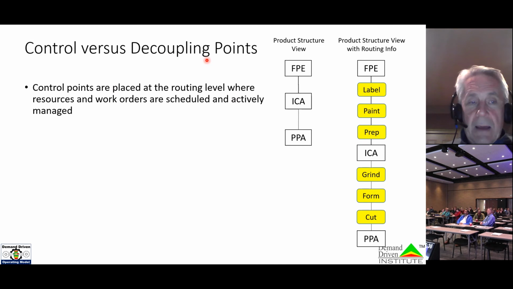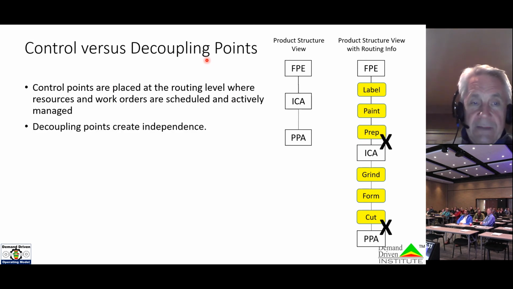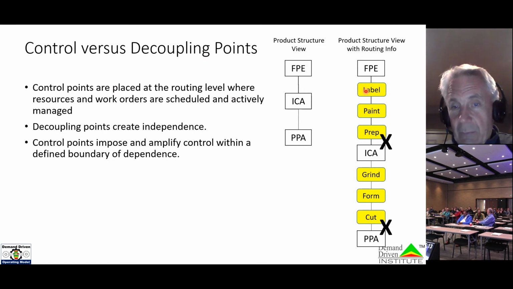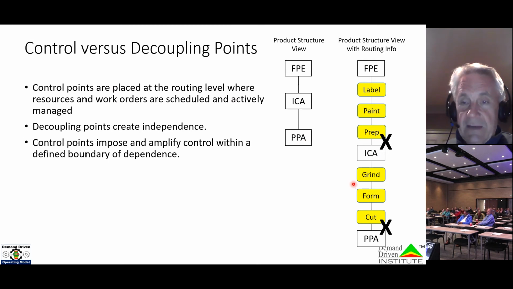Control points are placed at the routing level, where resources and work orders are scheduled and actively managed. The decoupling points create independence. Now, a control point can also be a point of entry into the system. It can be the point of exit. So you're going to see that control points impose and amplify control within the boundary of dependence. So think about the steps within the move between the finished product here, E, and its subassembly ICA, and the elements that go into its purchase component, PPA, and the activities that we're going to conduct against that as we come through.